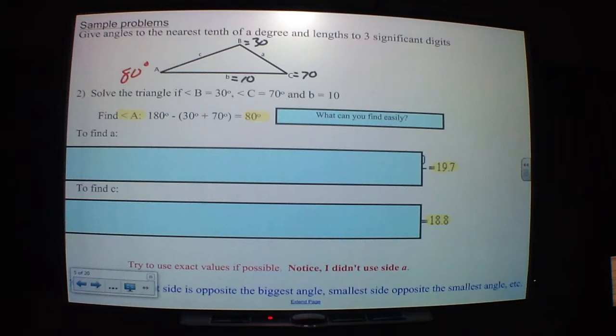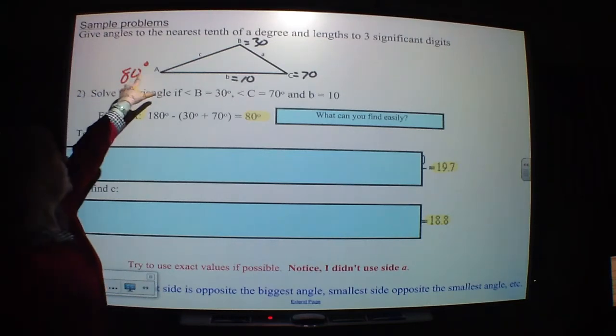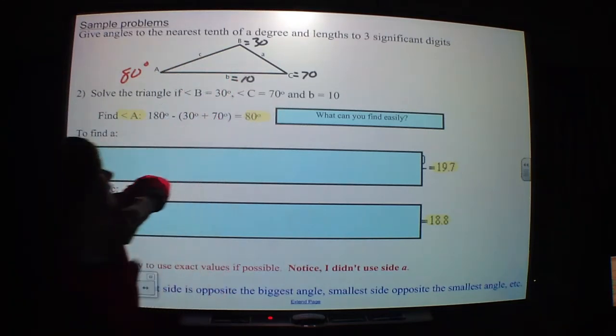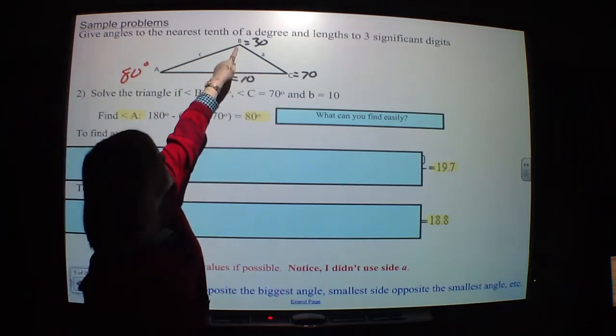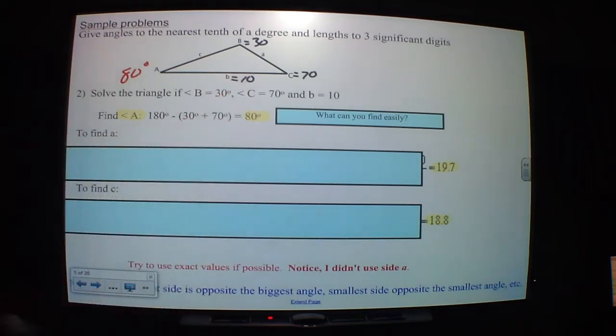Okay? Now to find A, you could use sine of 80 over A is equal to sine of 30 over 10. Plug it in your calculator and see if you get 19.7. And to find C, use law of sines again, see if you get 18.8. If you are using a calculation along the way in your calculator, use the storage feature. Store your numbers if you're going to use them.